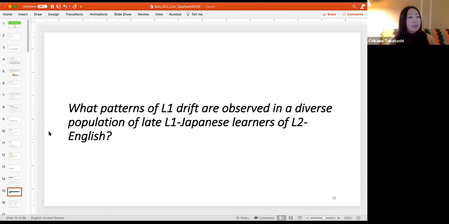So to investigate the nature of L1 drift, we first need to determine what patterns of L1 drift are observed in a diverse population of late L1 Japanese learners of L2 English.